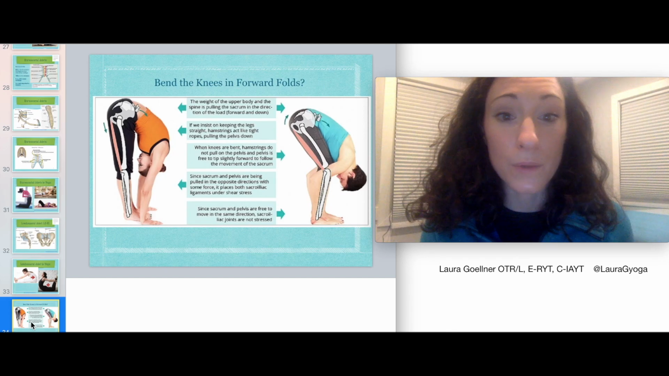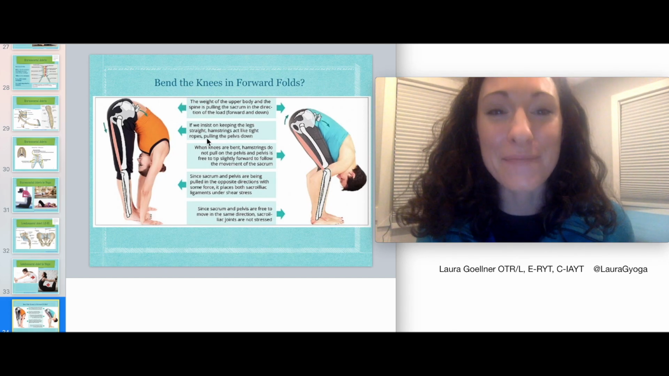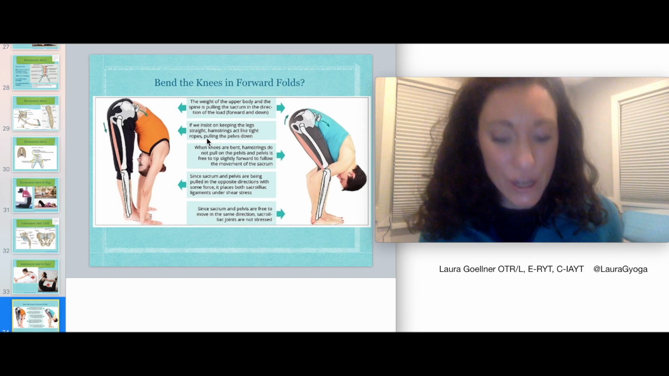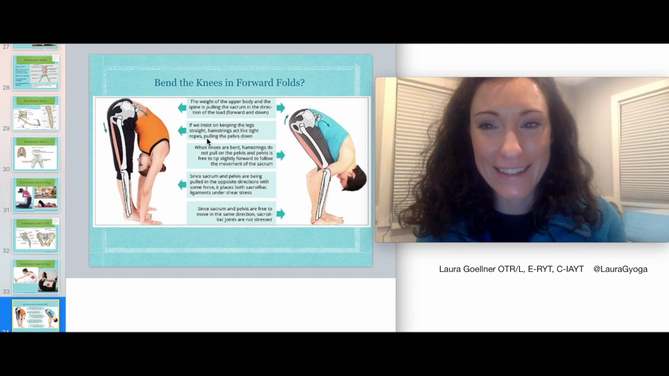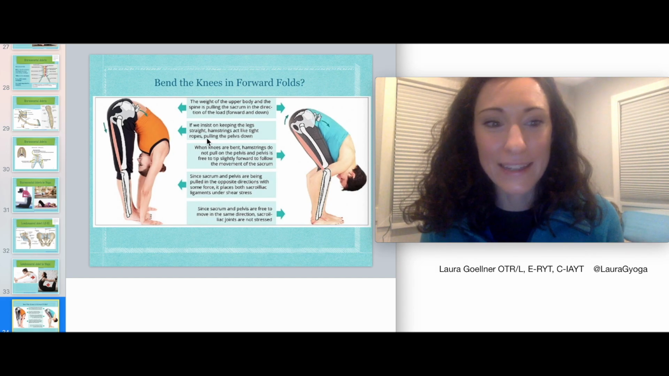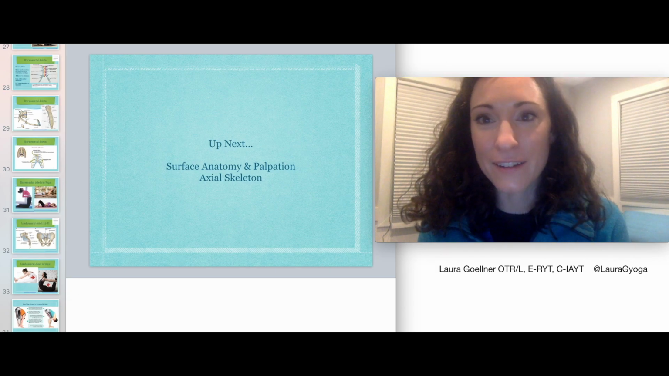Okay, so what do we do? This is from Sequence Wiz. Bring a little softness into the knees. You might hear different things about bending the knees in yoga. I'm a big fan of it. I think it makes people more comfortable. This explains why the hamstrings kind of play into that. All right, almost there.